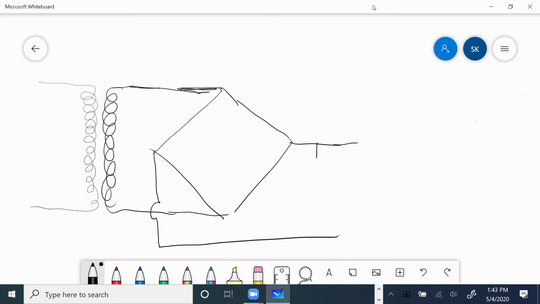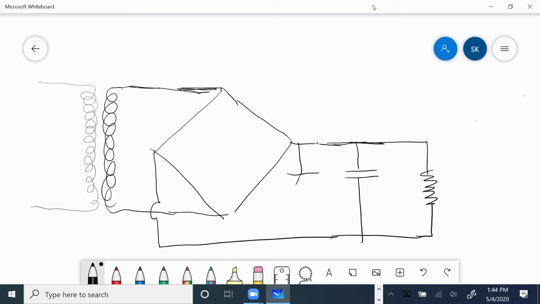So there, I'm going to put a capacitor, and I'm going to put my load there. How about putting a Zener there?